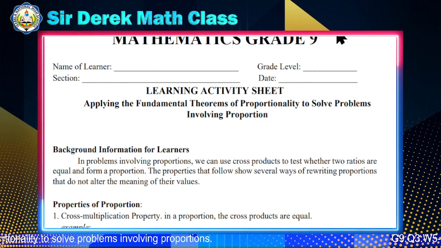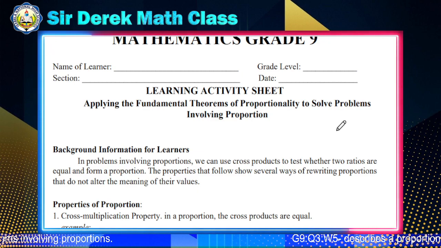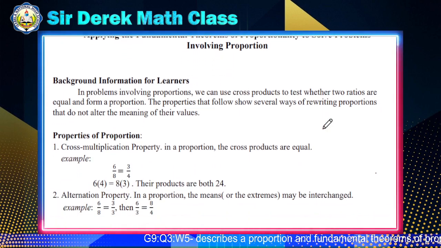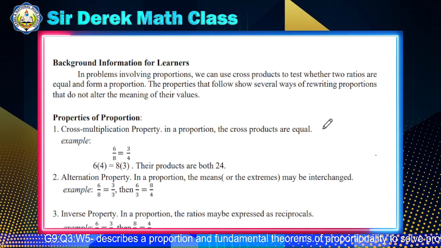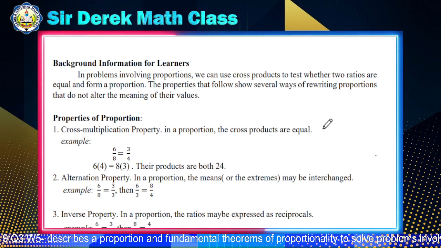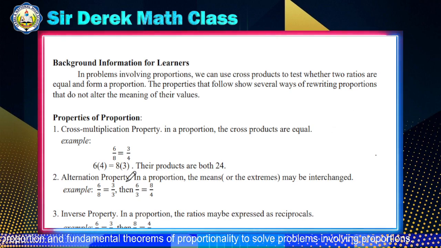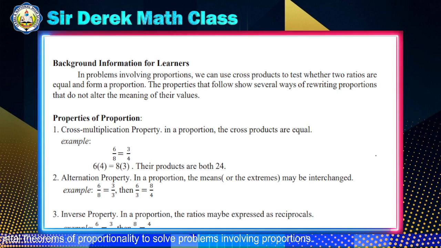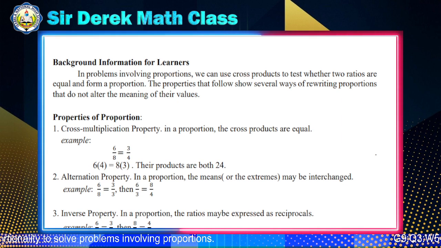So this time now, we are going to solve for a missing part of a given proportion or any related problems involving proportions. So in problems involving proportions, we can use cross product to test whether 2 ratios are equal. So yun yung ginawa natin kanina. And the properties that follow here, itong mga ito, are several ways of rewriting proportion that do not alter the meaning of their values.